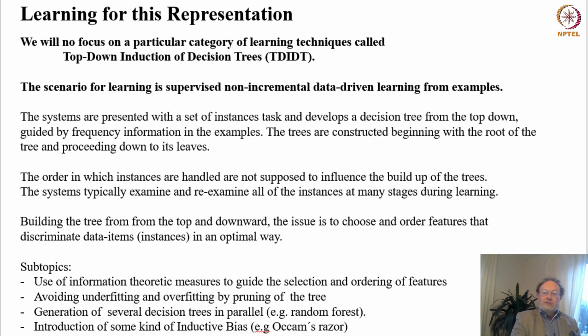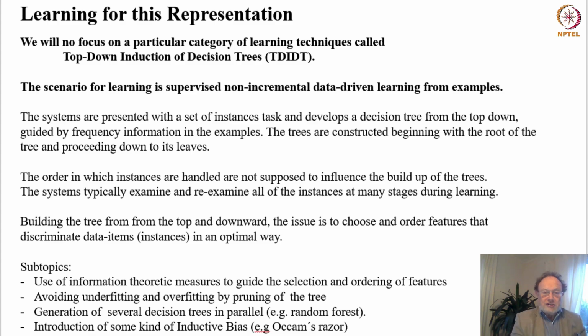The trees are constructed beginning with the root of the tree and proceeding down to its leaves. The order in which instances are handled is not supposed to influence the build-up of the tree. The systems typically examine and re-examine all of the instances at many stages during learning. So actually, all the instances have to be stored in this process. Building the tree from the top and downward, the main issue is to choose and order features that discriminate data items in an optimal way.